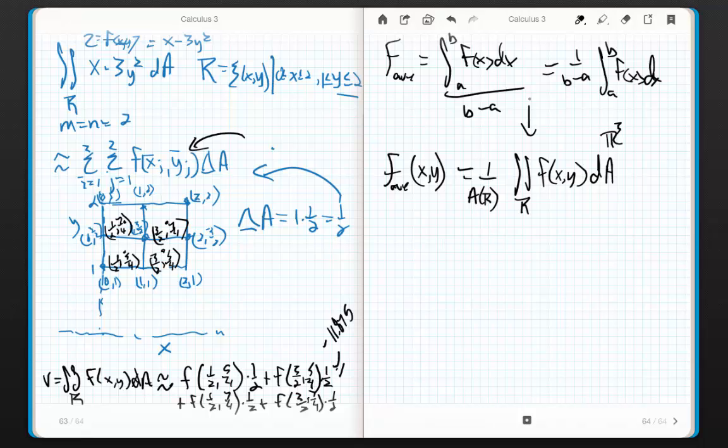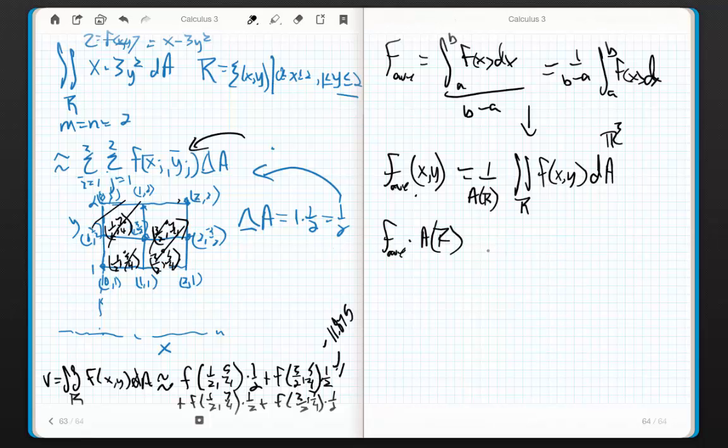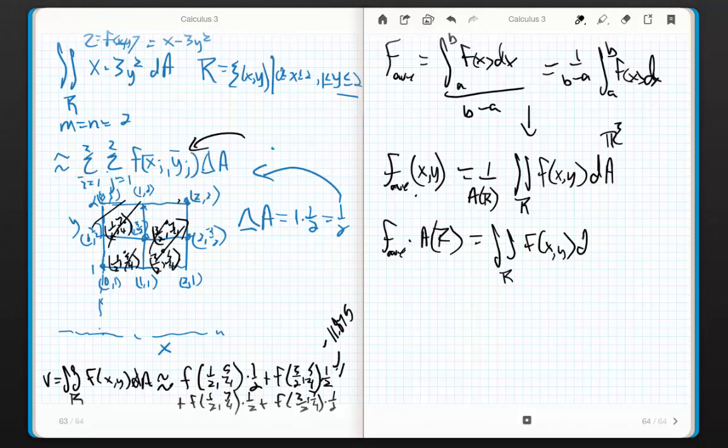And very much like, if you recall, if I took the average value and multiplied it by the width of the interval, I always got the value of the integral. Remember, there existed a rectangle that was b minus a wide and average value of the function high that was exactly the value of the integral. Well, I can do exactly the same thing here. If I take the average value and multiply it times the area of the region, then I would get exactly the integral over R of f of x, y dA. I love it. Math's fun.